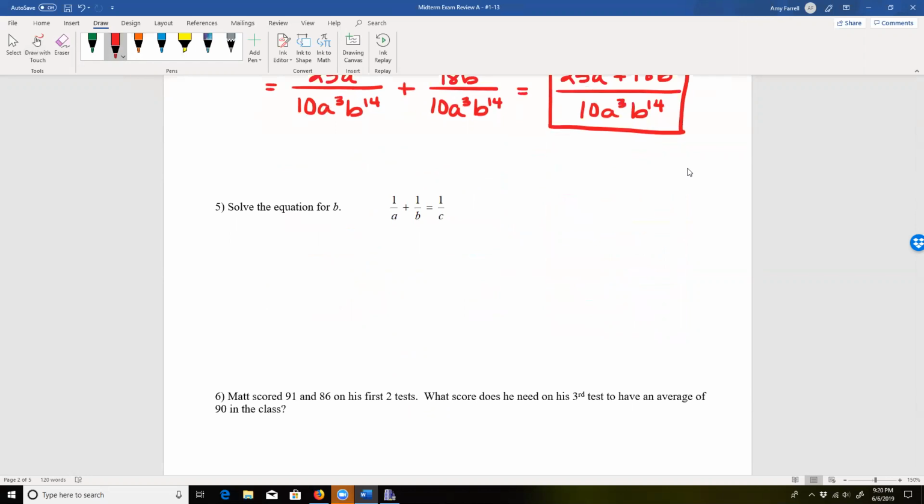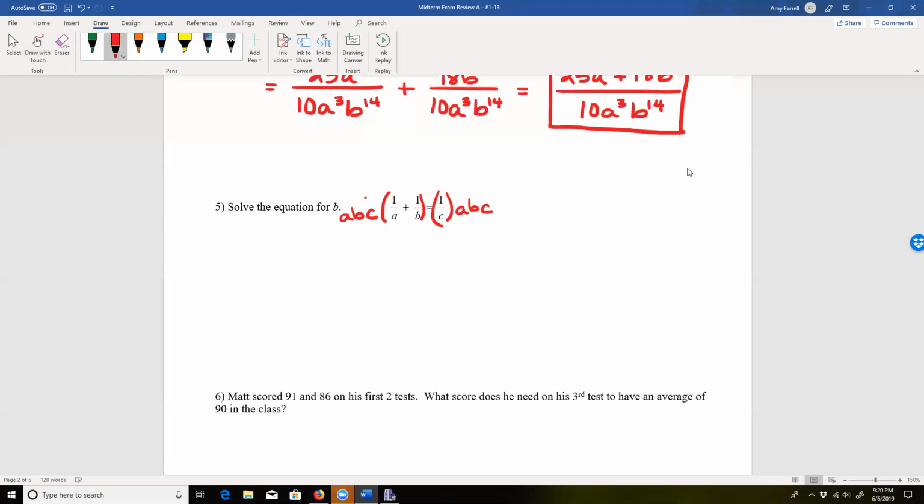Okay, number 5. For this one, to solve for b, we are going to want to first clear fractions. And by the way, you can't just say, okay, every numerator is 1, so I'll just get rid of those. That doesn't work. It would work if all denominators were the same, but not all numerators. So I'm going to multiply both sides of this equation by the least common denominator. All denominators are different, so the least common denominator would be ABC.